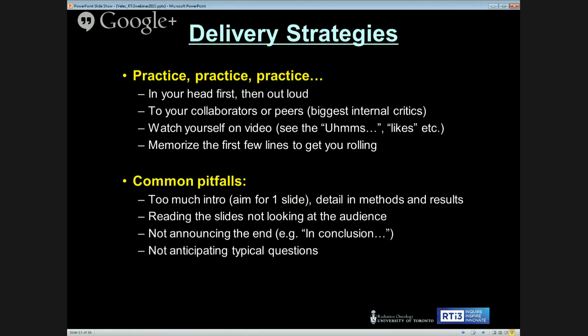So I did put peers as well. Aside from collaborators that know the research, somebody who's going to have the same background knowledge as the audience. So therapists, for example, that aren't necessarily involved in your specific study. But if you give your talk to your mom and she gets it, it means that you nailed it. I mean, they always say if you can explain something to your grandmother, then you really know what you're talking about, right?